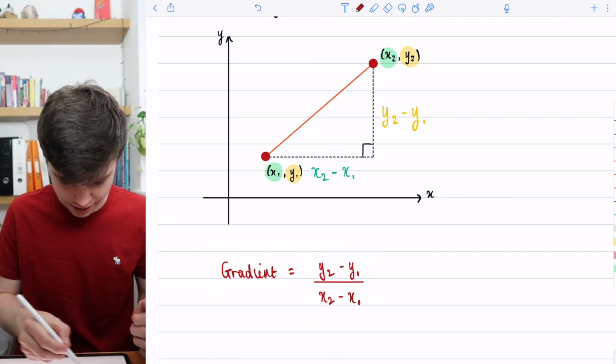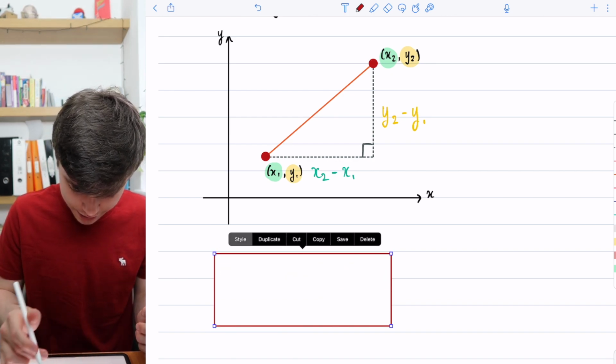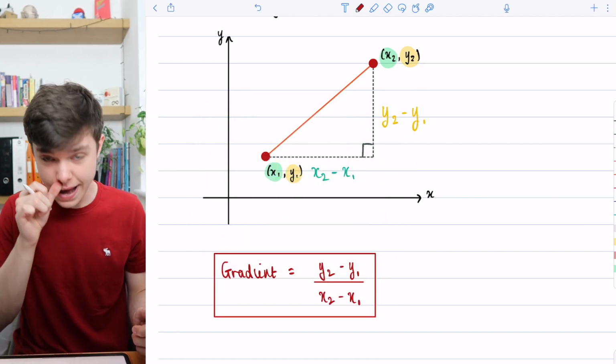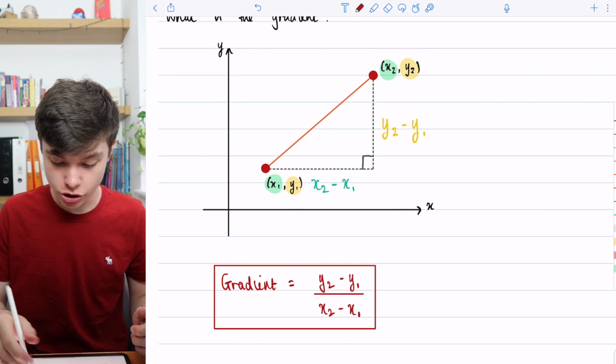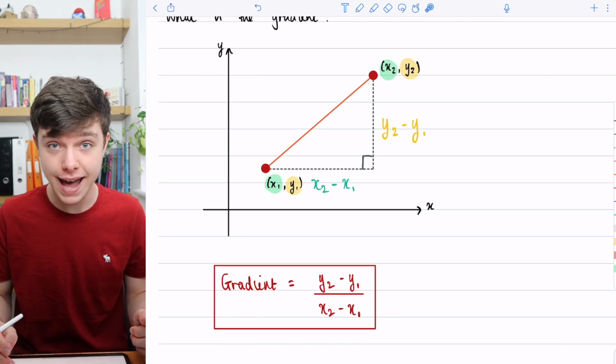Okay, that's not the neatest straight line. Let's do that, that's better. And let's take off the fill so we can see inside. Okay, that's how we work out the gradient. It's just the difference in the y divided by the difference in the x.